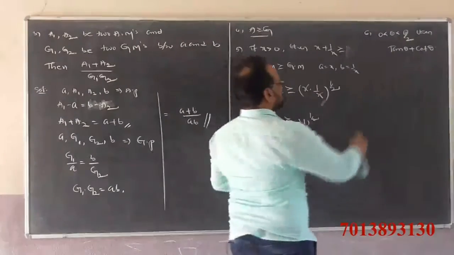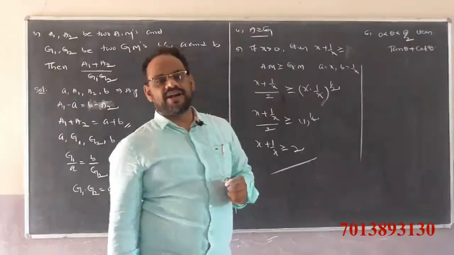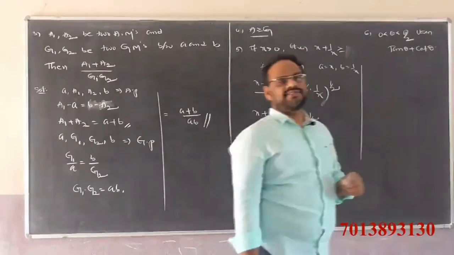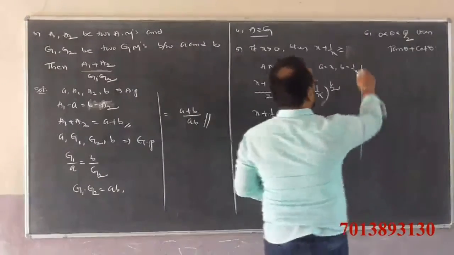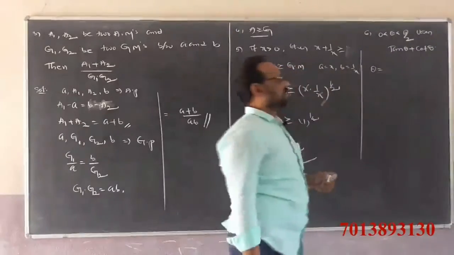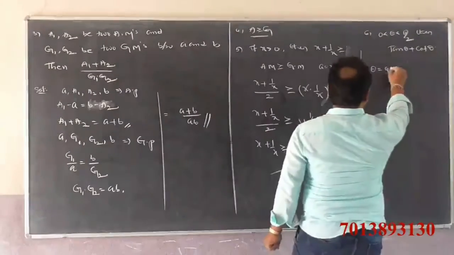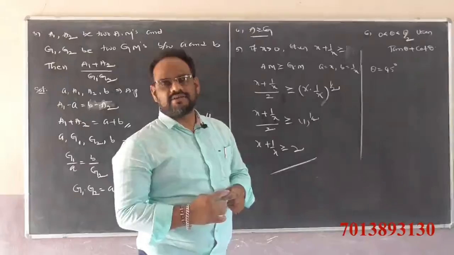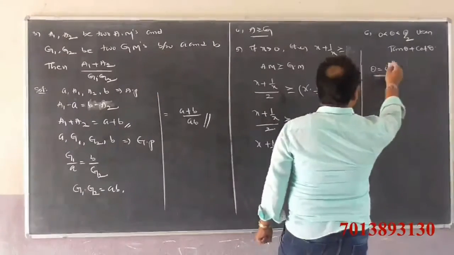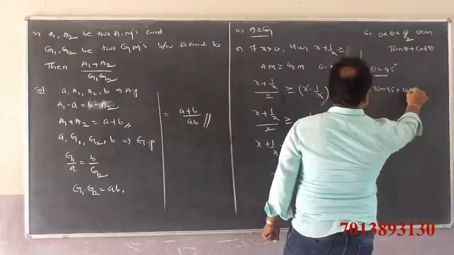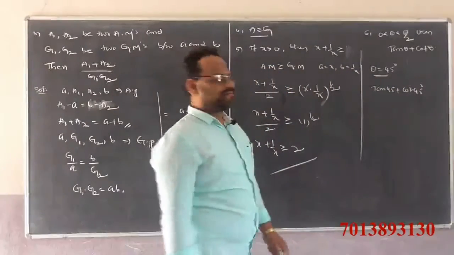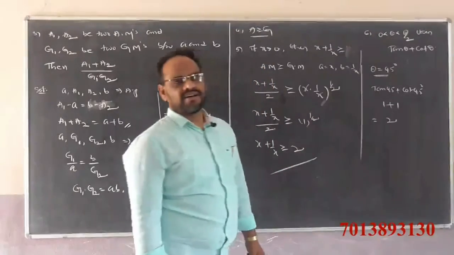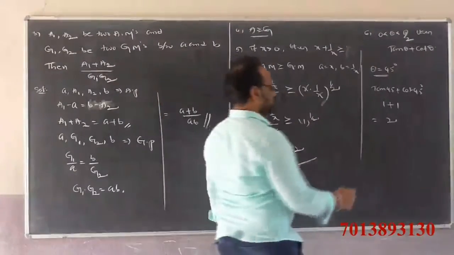Next problem. What is the value if theta is lying between 0 and pi by 2? What is the value of tan theta plus cot theta? Observe here, if you take theta value 45 or 30 or 60, theta always lies between 0 and pi by 2. For example, theta is equal to 45: tan 45 plus cot 45. Tan 45 value 1 plus cot 45 value 1. So this is 2.